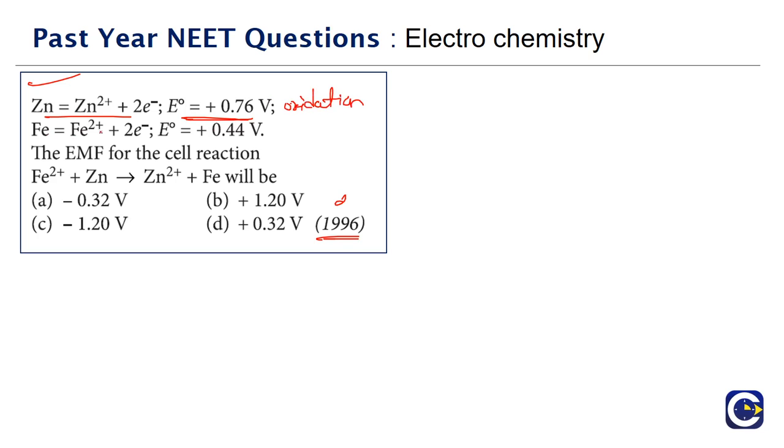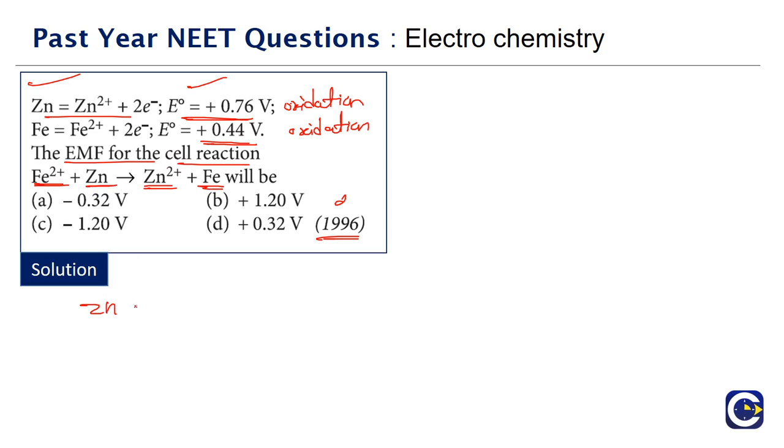Similarly, Fe becoming Fe2 plus plus 2 electrons, E naught is 0.44. This is also indicating oxidation. So these potentials are not actually reduction potentials, they are actually oxidation potentials. The EMF of the cell reaction. What is the cell reaction? Fe2 plus zinc giving rise to zinc 2 plus Fe. Zinc is undergoing oxidation to form zinc 2 plus by releasing 2 electrons. Fe2 plus is undergoing reduction. It is taking 2 electrons to form Fe.